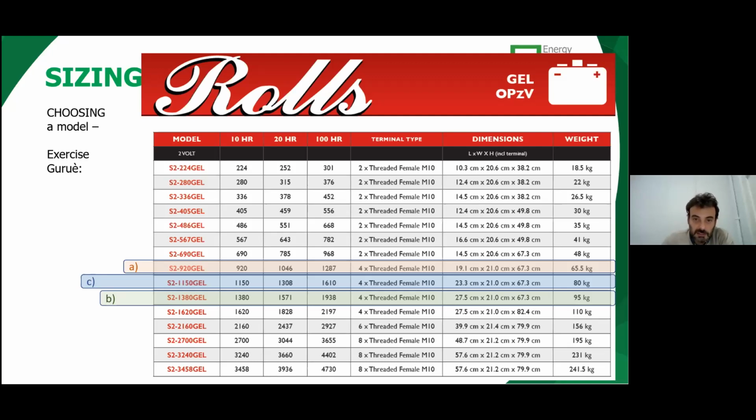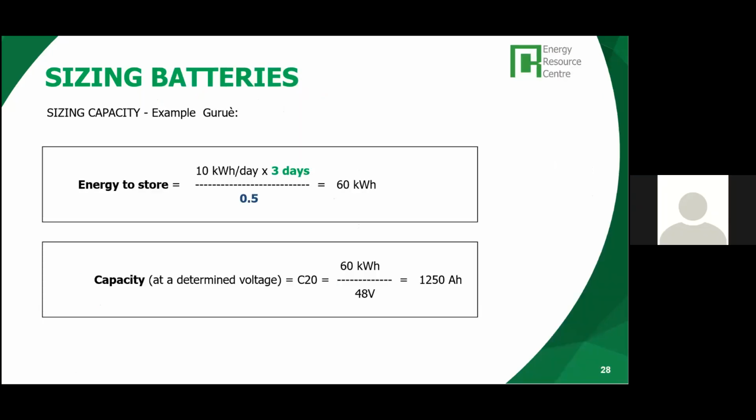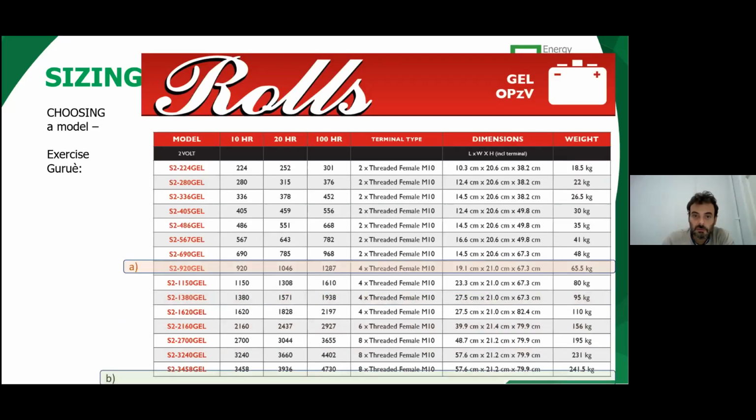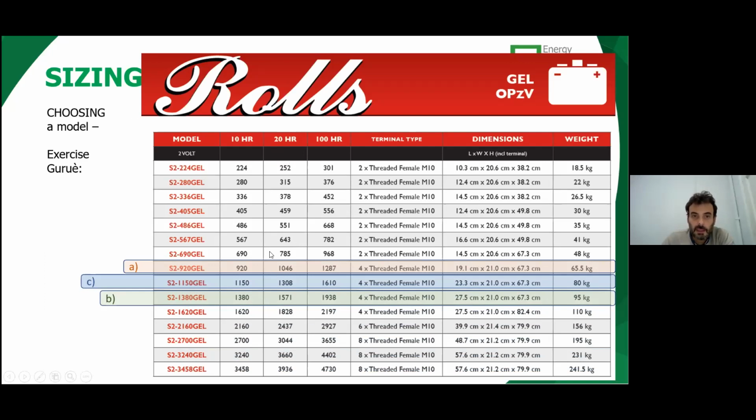Yes, this is correct. We want to have 1,250 of capacity, but in C20, okay? So obviously we need to check the C20 column, and not the C10 or the C100. Because these are models of batteries, and the capacity they have is different if we discharge them in 10 hours, 20 hours, or 100 hours. And the difference is quite substantial.